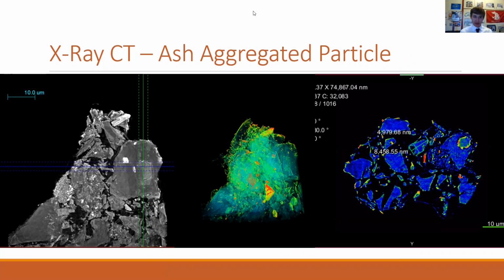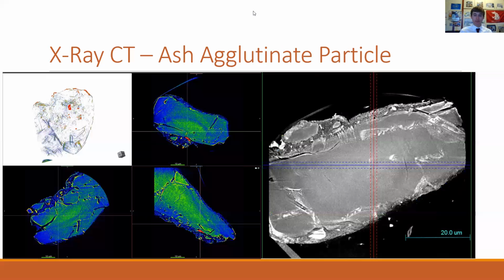Another interesting thing we did was X-ray computed tomography, where we actually look at the inside of these particles. This is the case of an aggregated particle where large glass blocks were fused together. That is something else that has been reported on the moon. And it's just a very interesting thing to think about, how the volcano exploded and how those pieces were formed.